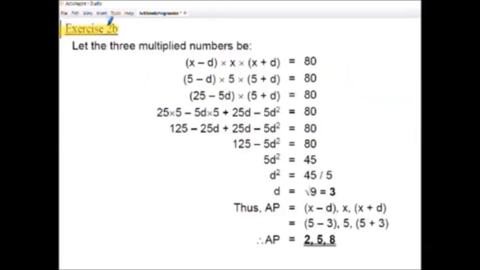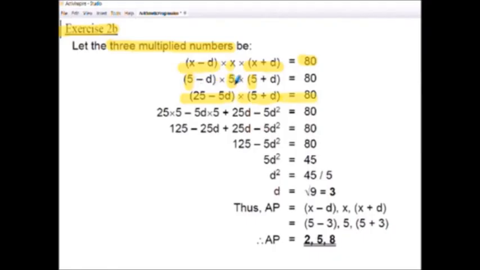Exercise 2b continued here. We're now going to look at the three numbers multiplied together, and that is the product of the three numbers, and we're told that value is 80. So in this case, we'll have x minus d in a bracket, times x, times x plus d in a bracket. We know from the previous calculation that x in this case is 5, so I can put a 5 wherever I see an x. All I do now is expand the first bracket with the 5 to get 25 minus 5d, and that leaves me to be times by 5 plus d equals 80.